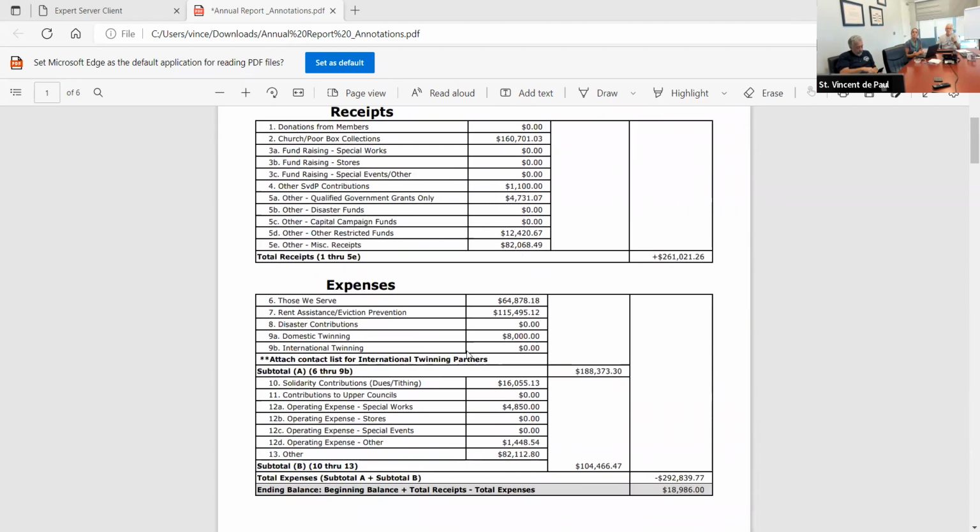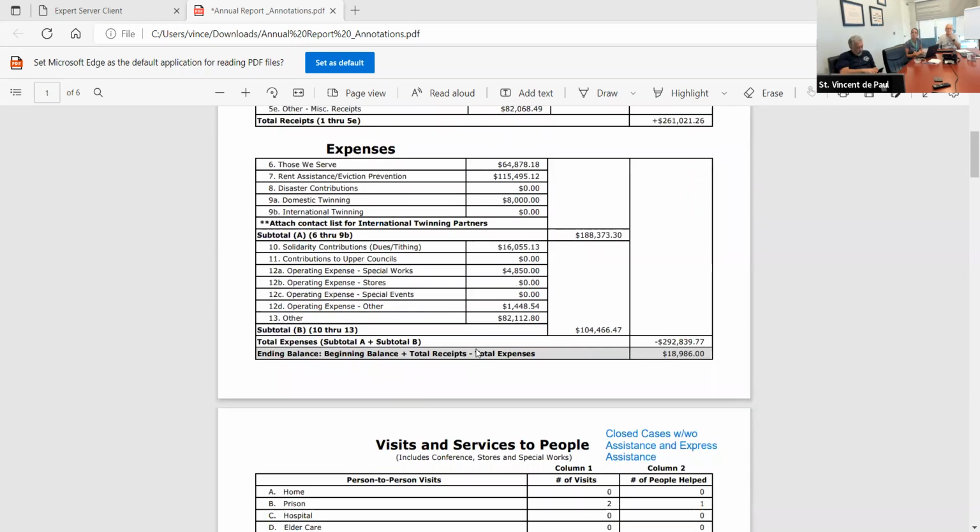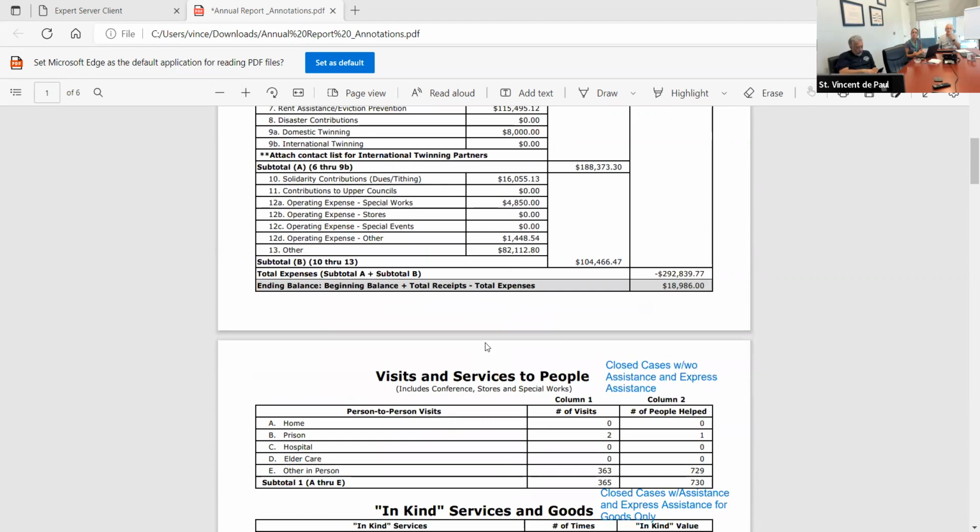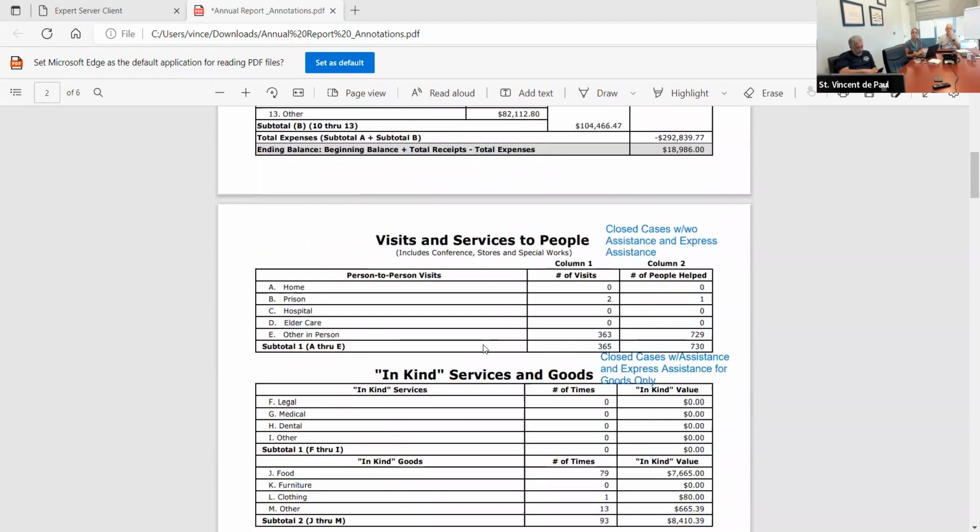I'm sure there are treasurers out there. If you know something that I don't know, please speak up, because on this one we really don't get too many questions. Okay, so we're going to leave the treasurer's report.